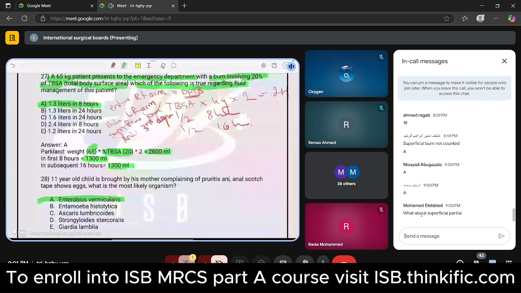All partial thickness burns are calculated, Dr. Muhammad. Superficial or deep partial thickness, any partial thickness or full thickness is calculated. But first degree superficial burns are not calculated. Okay. What's the treatment, if you can remind me? Treatment for Enterobius vermicularis.